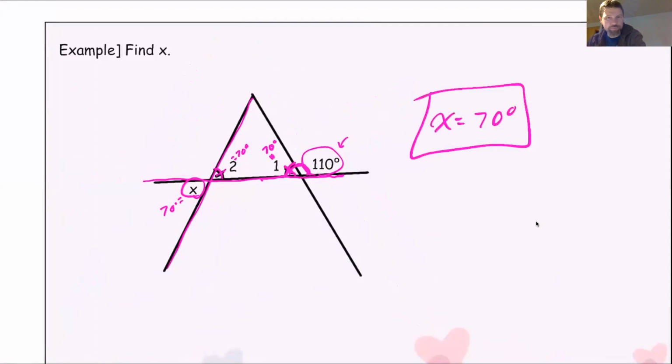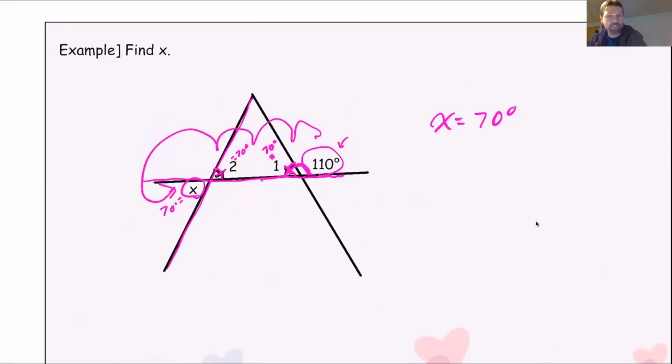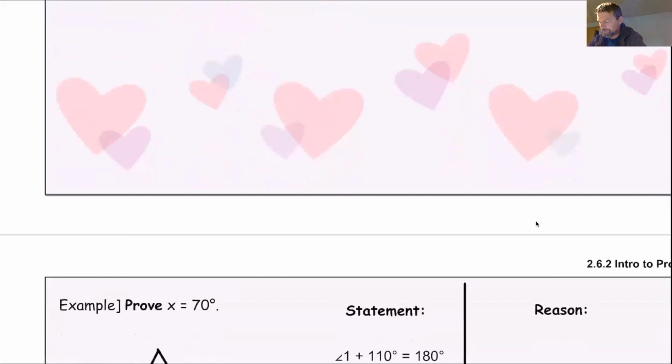But just saying that it's equal to 70 is not a proof. I could have easily said, oh, x equals 22 degrees, right? That's a claim. I'm claiming it's 70 degrees. To prove it, I'm going to have to describe all the steps we took to get here and then say why each step was okay. So we're going to do this one more time, but this time we're going to prove it.